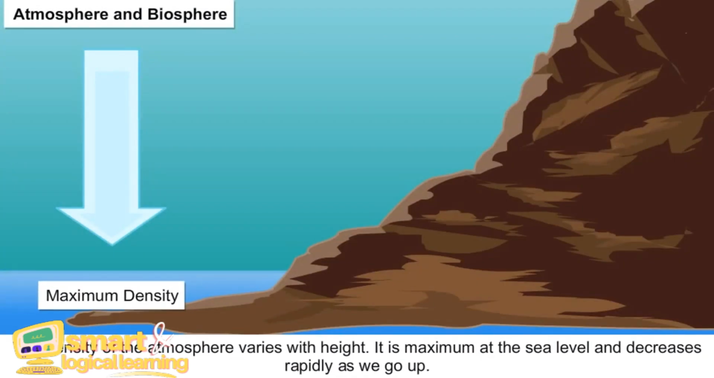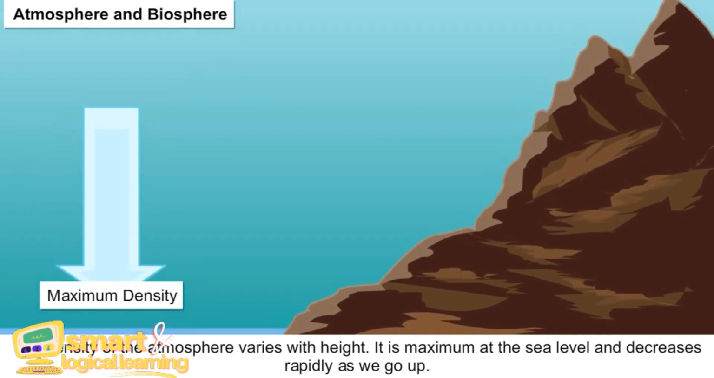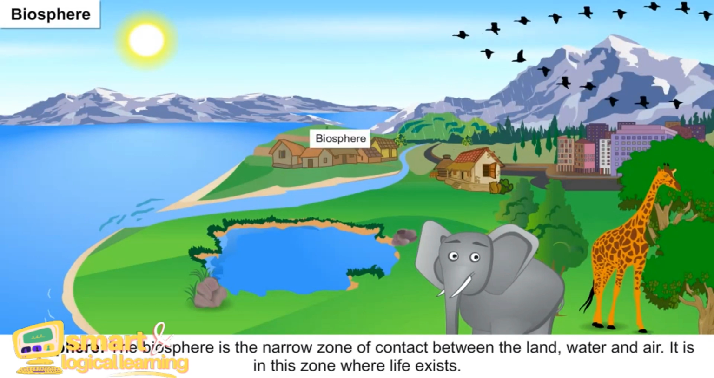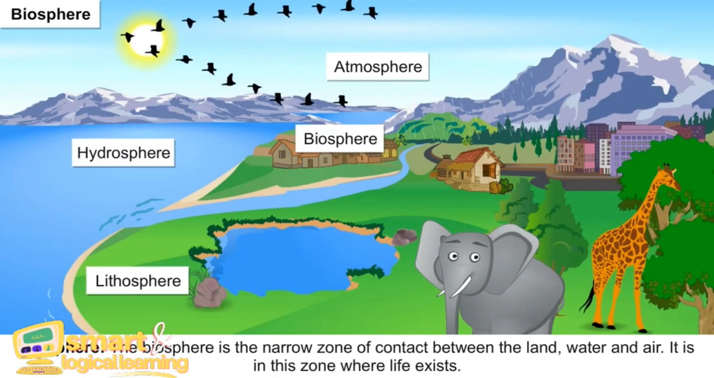The density of the atmosphere varies with height. It is maximum at the sea level and decreases rapidly as we go up. Biosphere. The biosphere is the narrow zone of contact between the land, water, and air. It is in this zone where life exists.